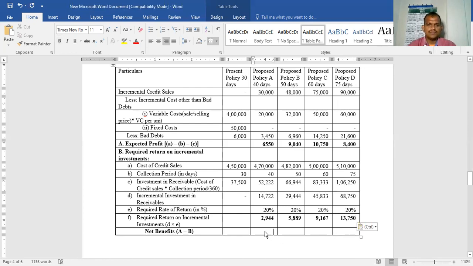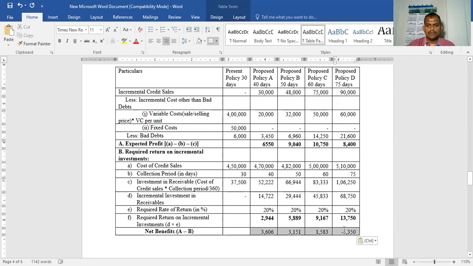So finally, net benefits: expected profit minus opportunity cost. Net benefits are 3,306, 3,151, 1,583, minus 5,350, because opportunity cost is more than the expected profit.